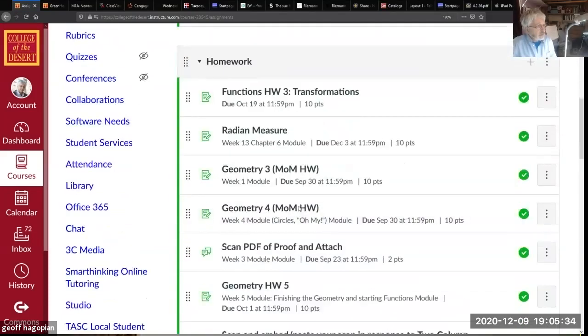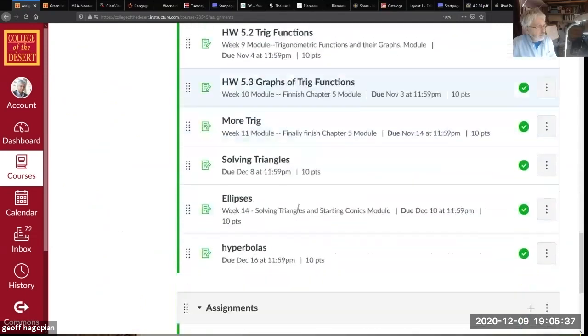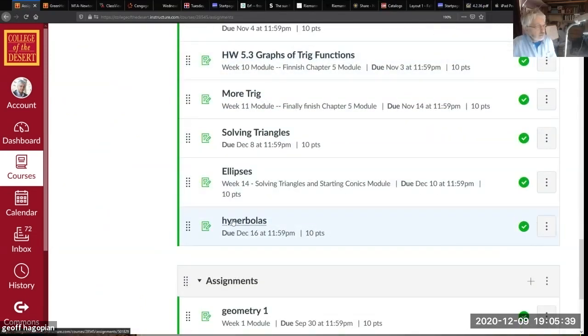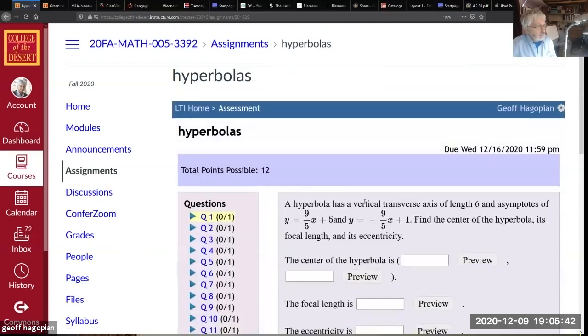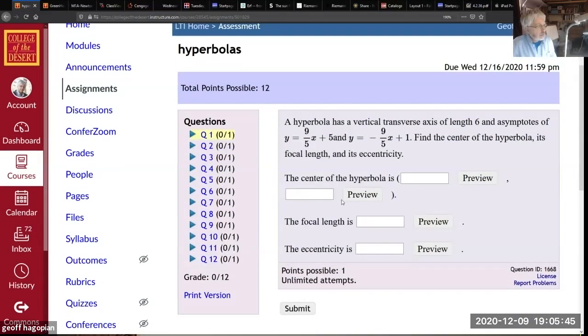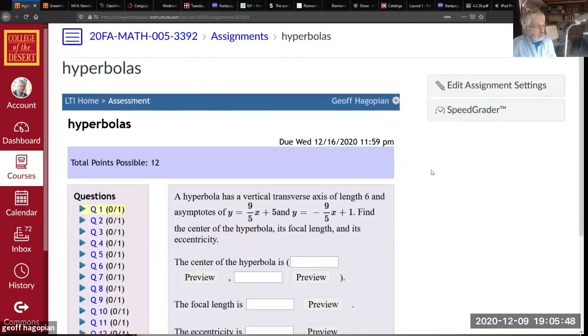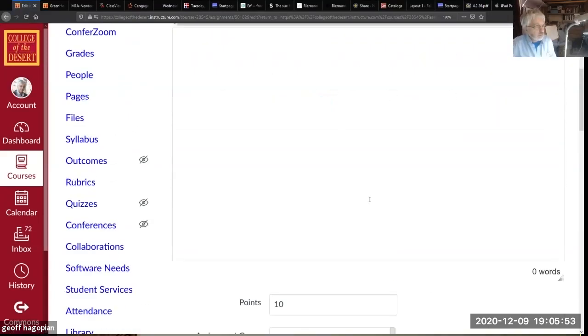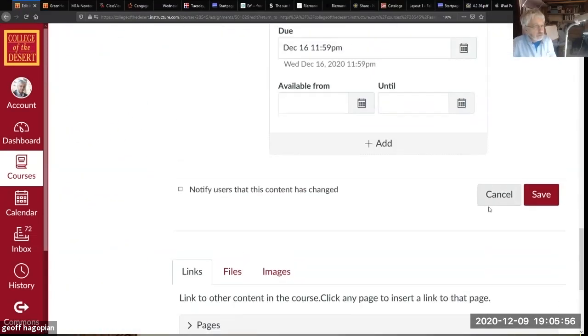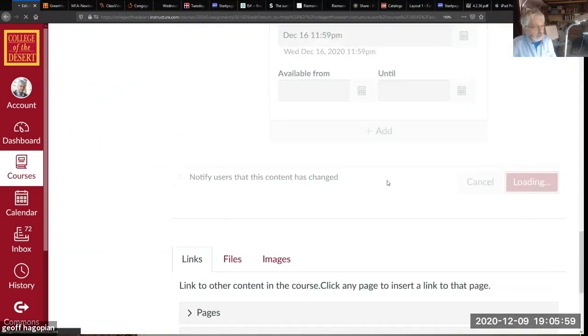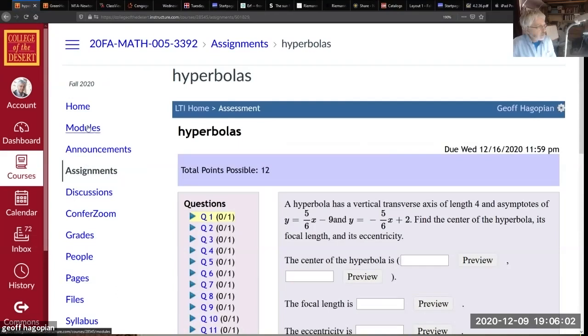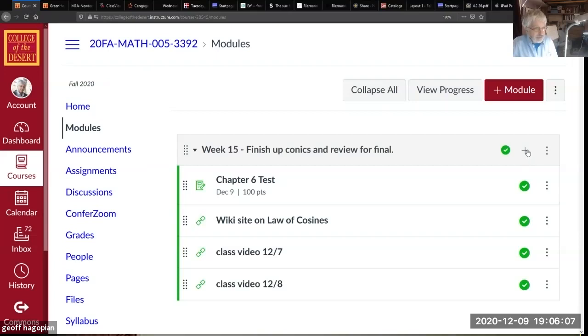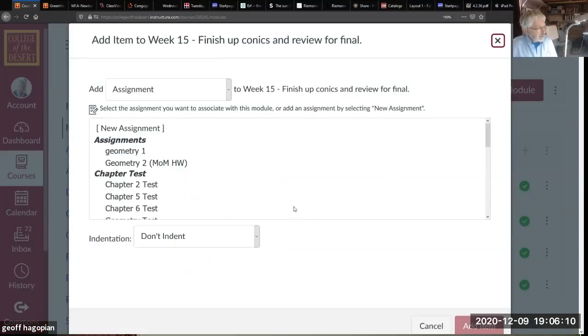And under homework, we should see hyperbolas. Yeah, which looks like it's published. If I open it up and go to assignment settings, it says it's published. I could save it again, I guess. I don't know what the point of that would be. So if I go back to modules, still figuring this Canvas stuff out, folks. Sorry. I'll get it by the end of next week.